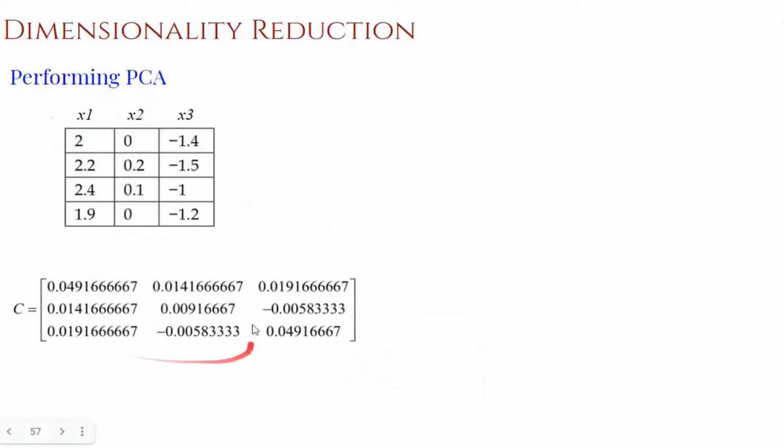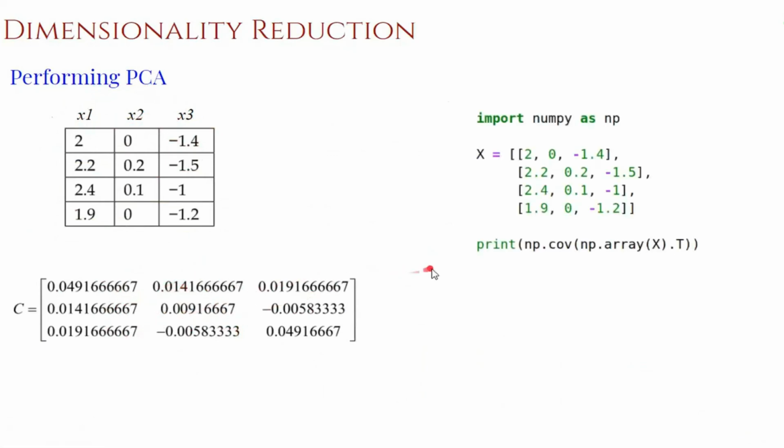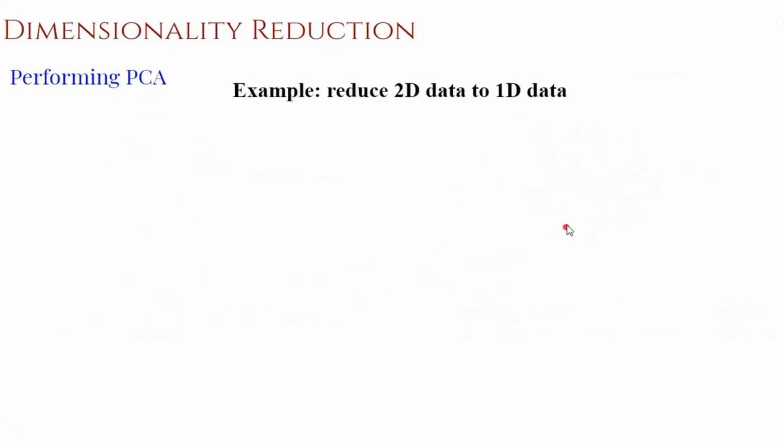So you can end up with a 3 cross 3 covariance matrix, and you can see that the off-diagonal elements are symmetric. It can actually be estimated using these numpy operations. If you represent these numbers, you can estimate this covariance matrix. I'm just showing this quickly, but let us run through an example.